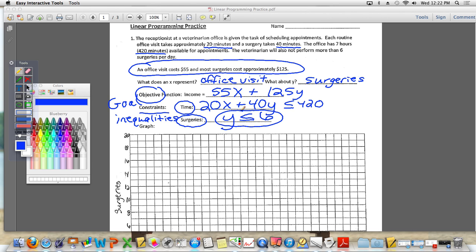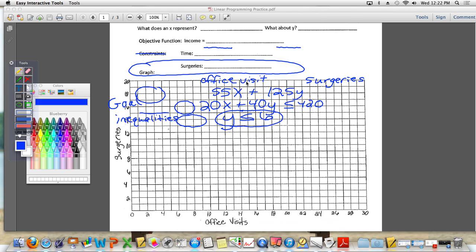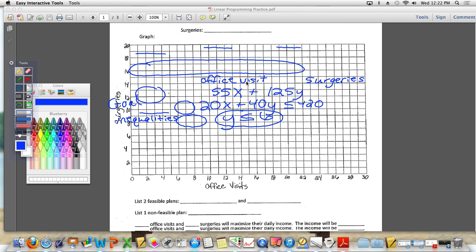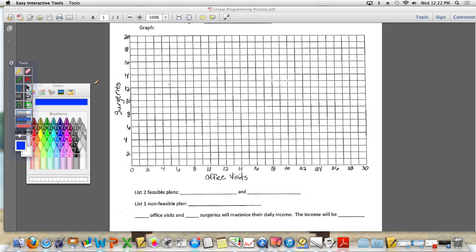And I am running out of room here. You can't see what I'm doing, so I'm going to scroll. So I'm going to be relying on you guys to be feeding me this information because I'm not going to be able to see everything. You should have a horizontal line right here at 6. Make sure you're using your straight edge. Nice and straight, not like mine.